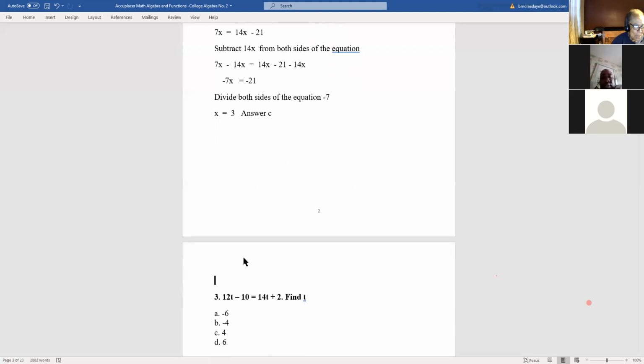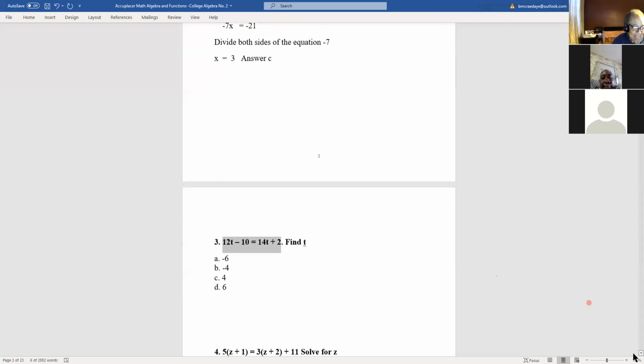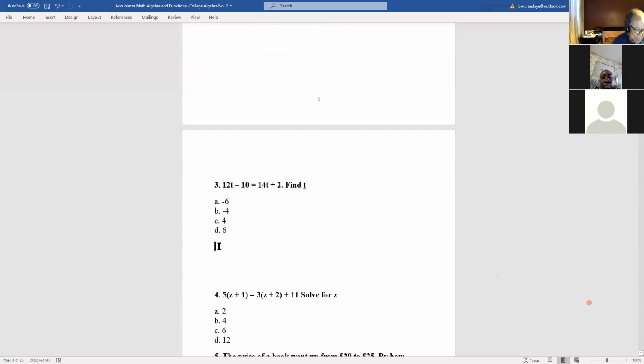So the t is going to be 2. 12 is 12t minus 10 equals 14t plus 12. What are you going to do first? You combine the t, no, plus 10. Okay, so sorry, you're going to add a 10. Okay, add 10 to both sides.